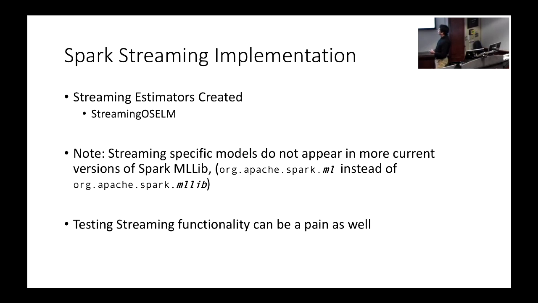But there's a question on whether you should create streaming-specific learning models. In older versions of MLlib, you do have streaming-specific models, but in the more current version, they've removed that. They still exist. You can still access the old version through the ML package, but they're not available in the MLlib package. So like I said, testing's quite some trouble.